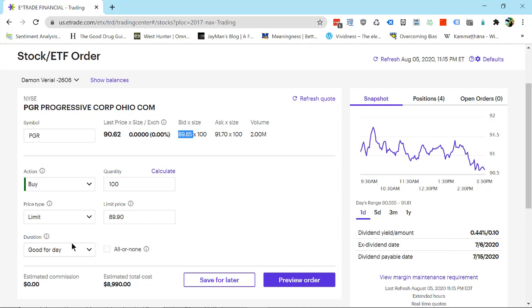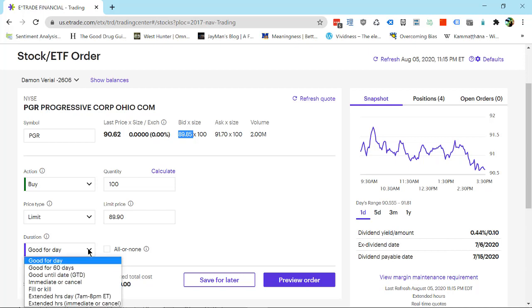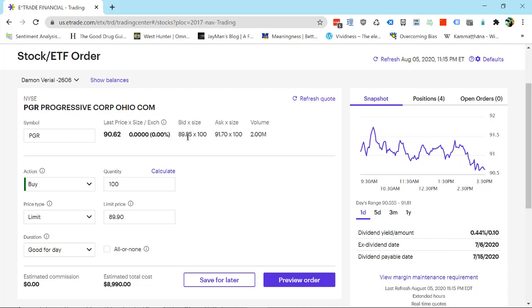So what I'll do is I'm done. I'm basically done here. You don't need to change this. Good for the day just means that if your order is not filled by the end of the day, it's canceled. All or none is a little more complicated because what you're doing is you're sending your bid into different areas. I don't think you need to worry too much about this, but if you really want your complete order filled right away, you can select all or none.